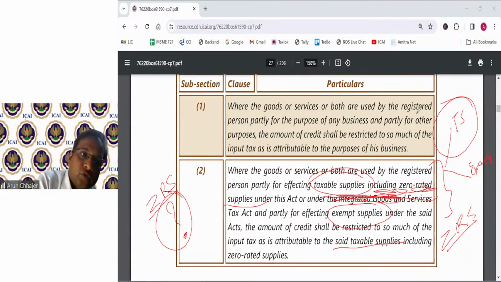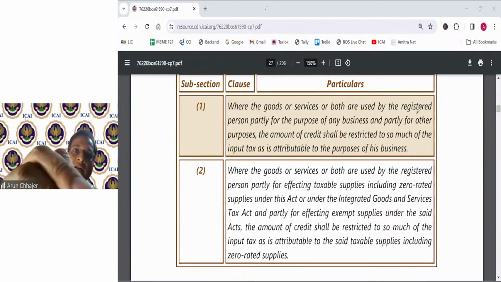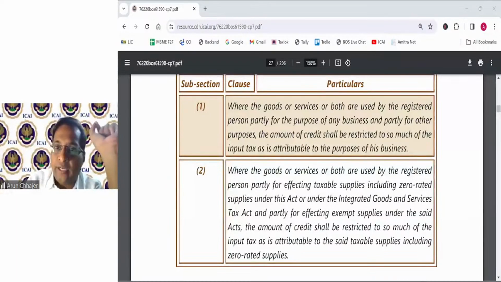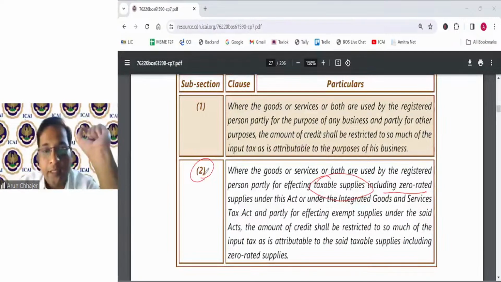Correct? So the word zero rated supply has been defined in the GST. The two types of supply, export and SEZ, are considered as zero rated supply. And what is zero rated? Zero rated is considered as taxable under 17(2).